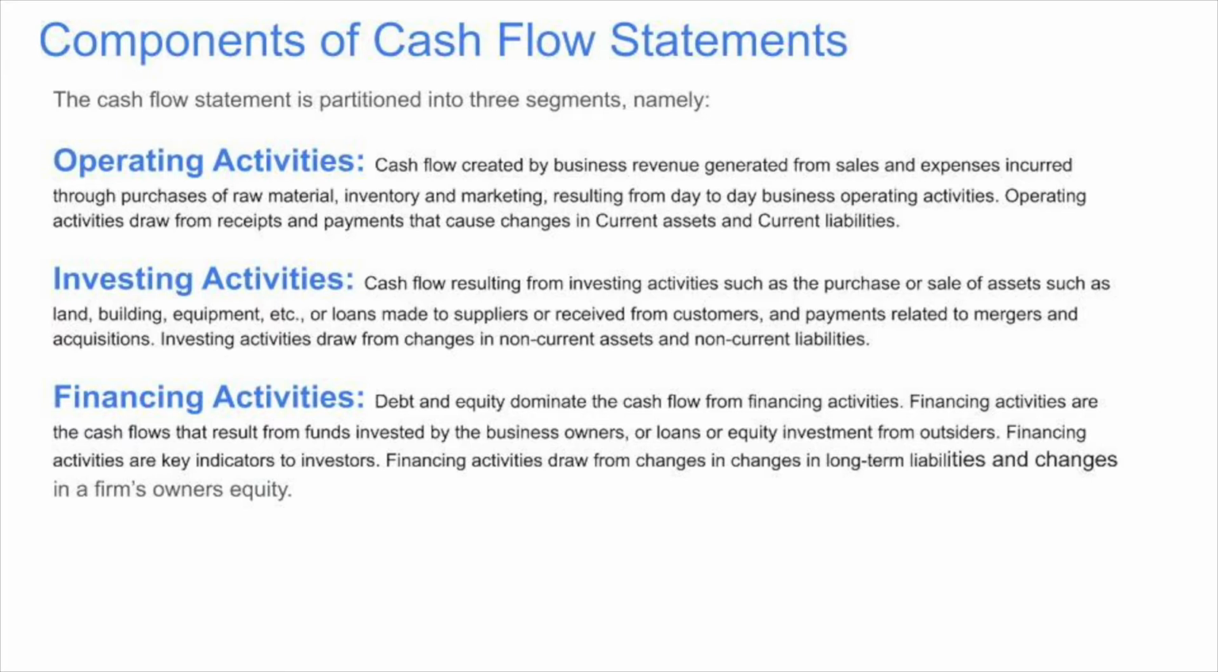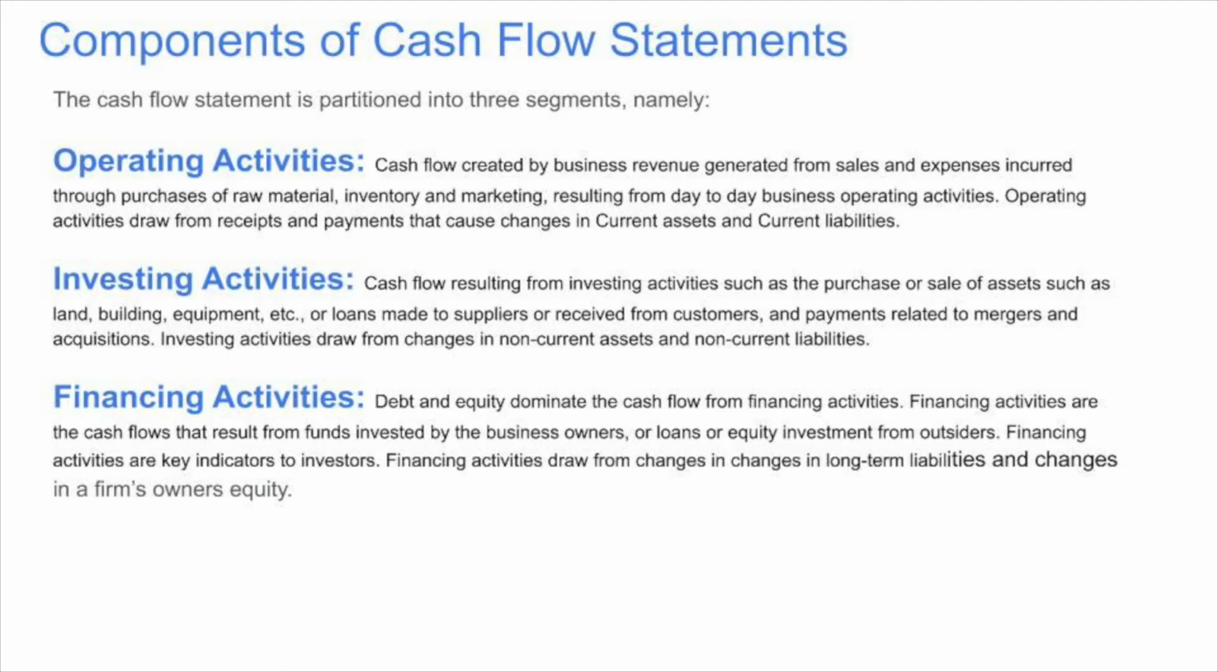Finally, we're looking at financing activities. Now, financing activities looks at the right-hand side of the balance sheet. So it says, is this something that changed our shareholders' equity? Did it go up or down because of that? Did it increase our loans or decrease our loans? Those types of flows of money are related to as financing activities. So debt and equity dominate the cash flow for financing activities.